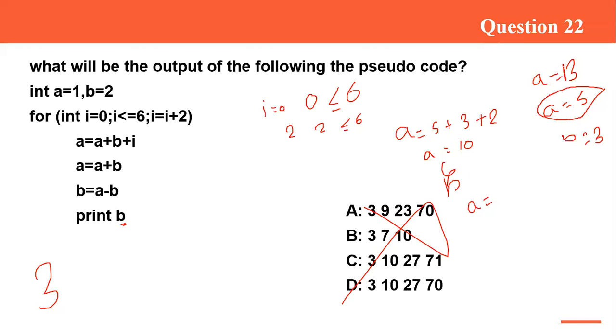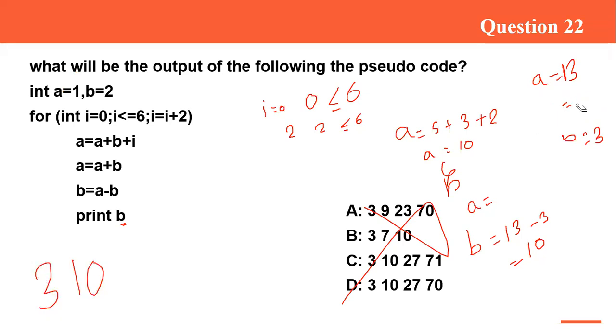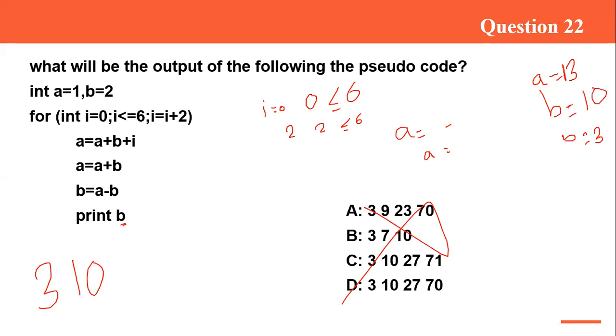I'm writing it on the top. Then B is equal to A minus B. B is equal to 13 minus 3. What is 13 minus 3? 10. So B value is 10. So 10 is the second output we got. Right now A value is 13, B value is 10. I'll write that. Okay, options are correct only it seems. We are getting some values from the options. B value is right now 10 and 10 got printed.